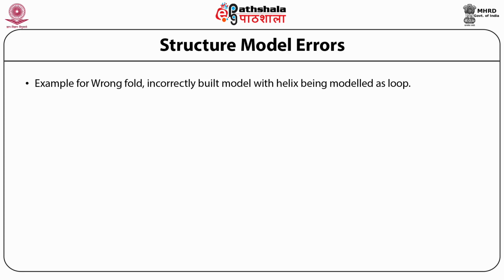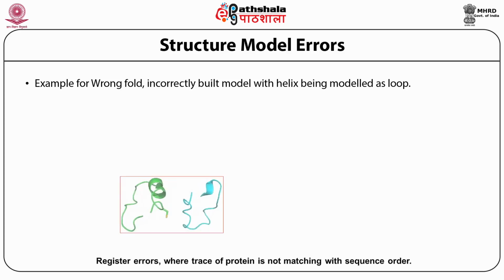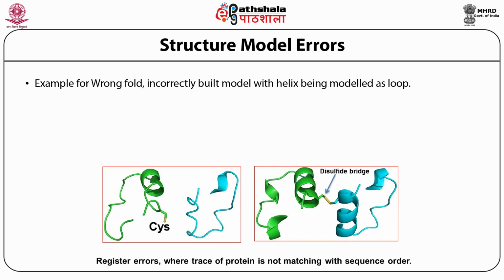So here you see an example where you have a wrong fold, an incorrectly built model, with a helix being modeled as a loop. In the figure, the one highlighted in blue and blinking is the experimentally determined model, or a template structure which is being used. Here it is being predicted as a loop. On the right side you see the same sequence where it is predicted to be a helix.